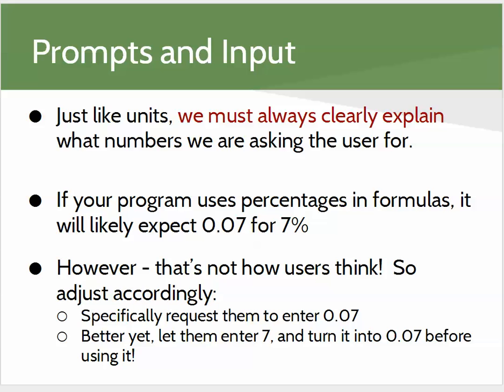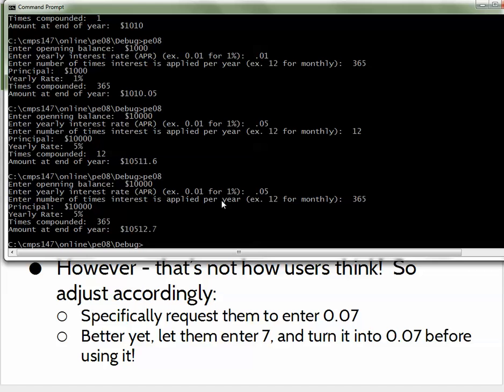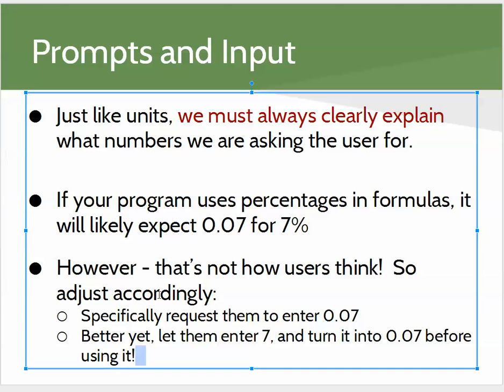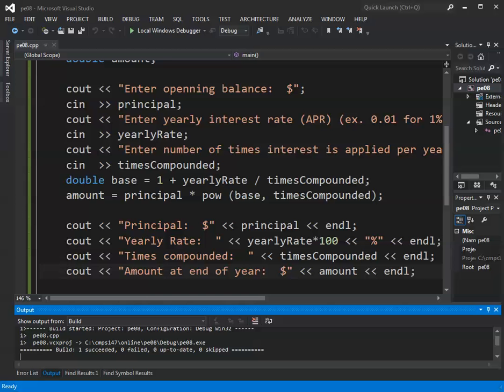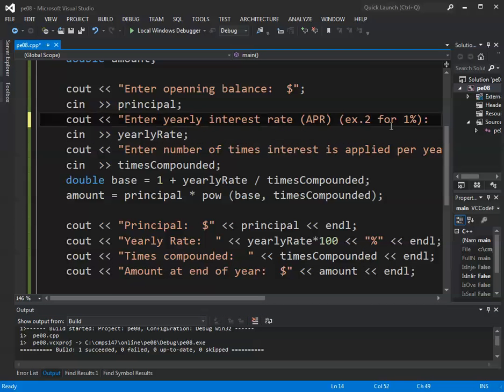So to conclude this, we've got our correct number. Certainly we've talked about this in previous modules, we might want to make things a little bit more user-friendly. So we could, like we've already done, clearly explain what we're looking for. Things like explaining times compounding, for example, 12 months. That's an important part of our prompt. We've told the user that we're expecting 0.05 for 5% or 0.07 for 7%. We could certainly adjust that. We could actually ask them to just type in 1 for 1%.